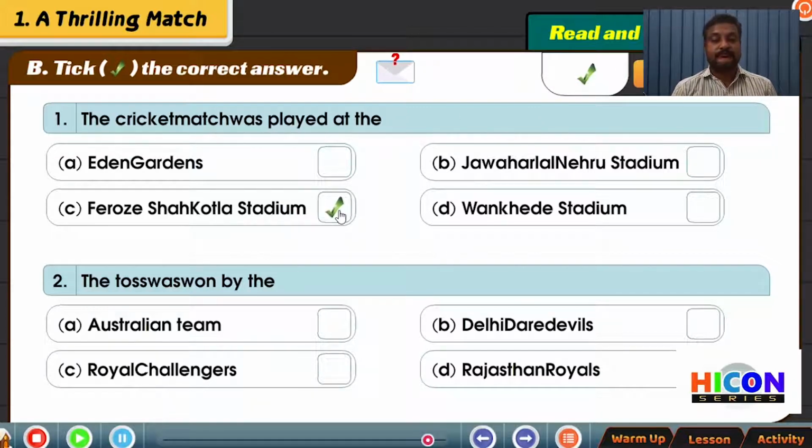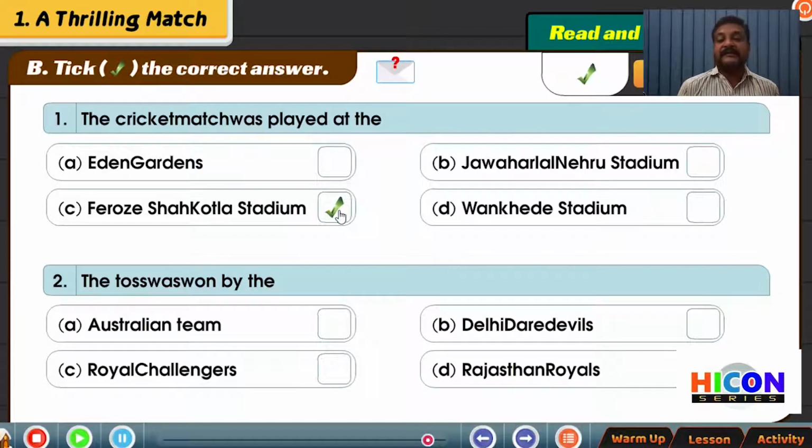Now, the first, it's already answered. The first question is, the cricket match was played at the dash. There are 4 different stadiums given. Eden Gardens, that is in Calcutta, is not the right answer. Jawaharlal Nehru Stadium, I think it's in Chennai. Wankhede is in Mumbai. Firozshah Kotla Stadium is the right answer, because that is the stadium where Hari and Sumant went to watch the match.